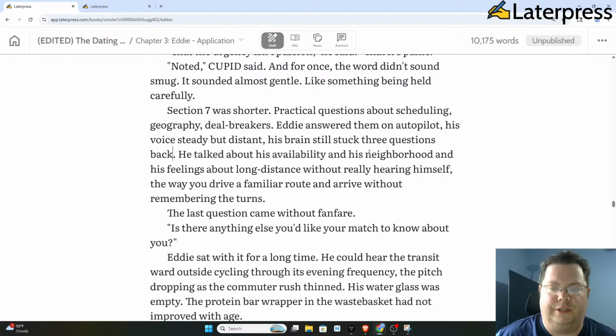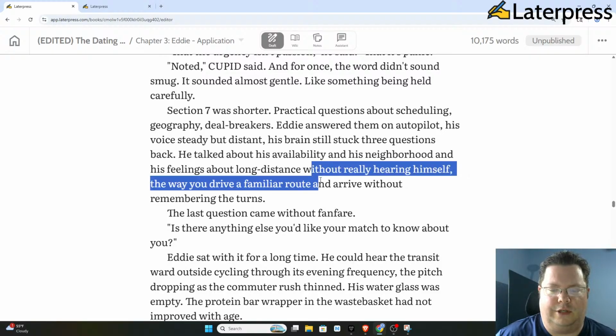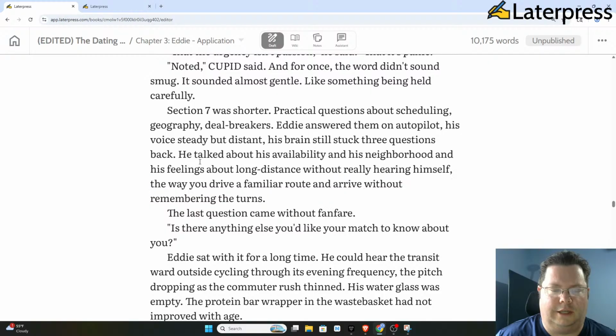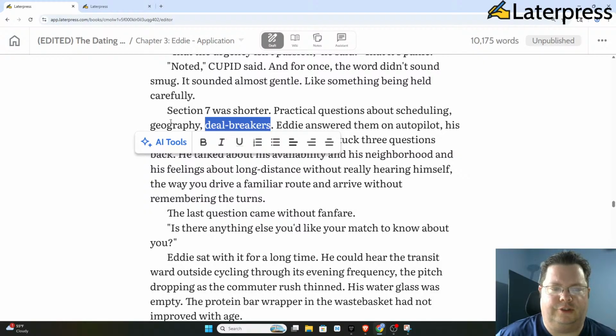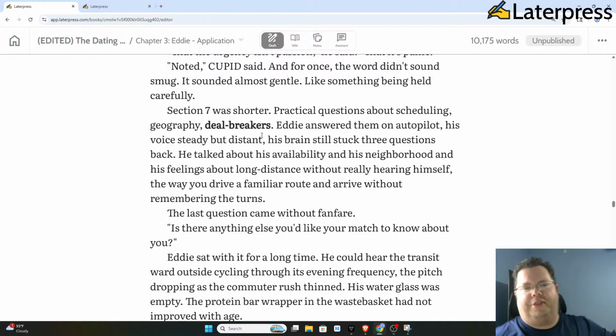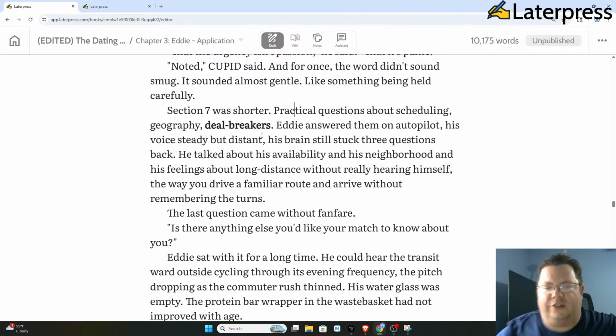He talked about his availability and his neighborhood and his feelings about long distance without really hearing himself, the way you drove a familiar route and arrived without remembering the turns. That is a metaphor that I can actually stand behind. Here for deal breakers, practical questions about scheduling, geography, and deal breakers. I'm going to bold deal breakers as a reminder for myself because I think that's a good detail to latch onto.